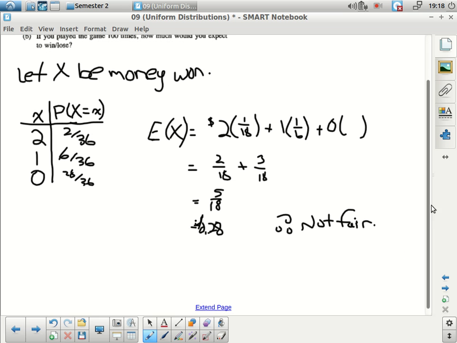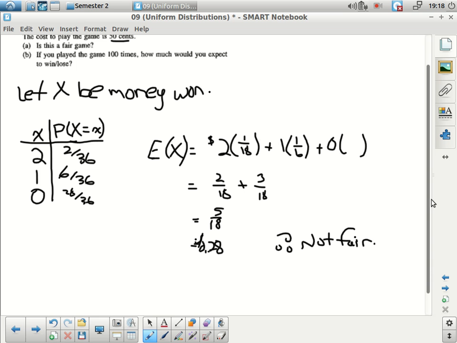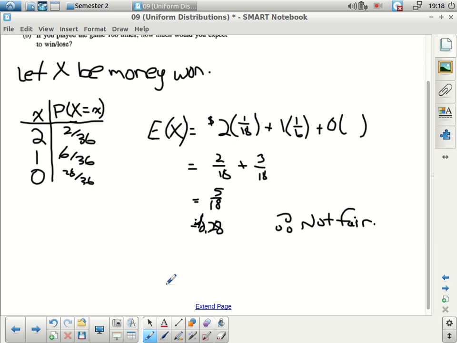For part B, if you played the game 100 times, how much would you expect to win or lose? Well, we just said you normally win 28 cents, but you pay 50. So you're going to lose 22 cents every time you play. If we do that 100 times, you would expect that after playing this game 100 times, you would be out $22.